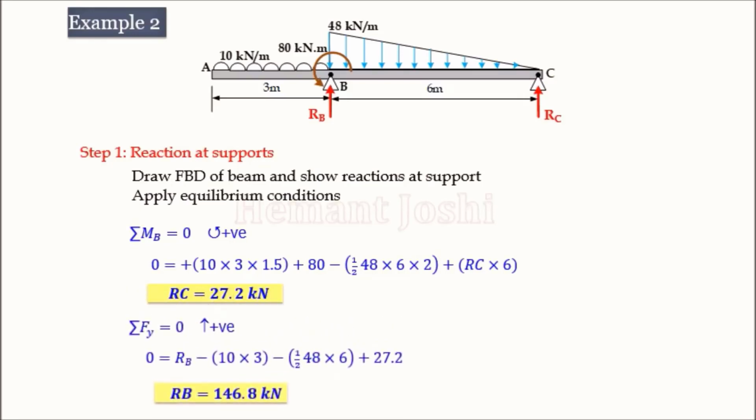Next is summation Fy equal to 0. So applying proper equations, we are getting reaction at B equal to positive 146.8. Again positive means the assumed sense of RB, initially upward, is correct.